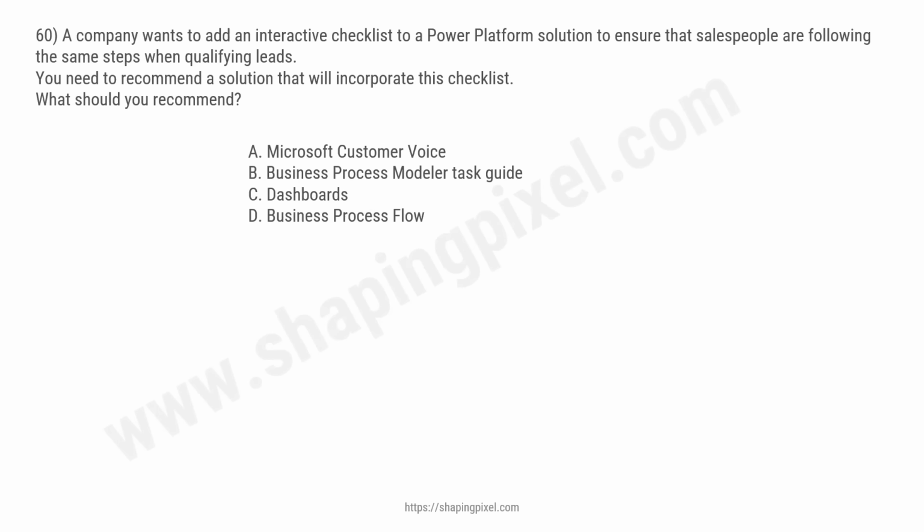Question number 60. A company wants to add an interactive checklist to a Power Platform solution to ensure that salespeople are following the same steps when qualifying leads. You need to recommend a solution that will incorporate this checklist. What should you recommend? And we have four options: Microsoft Customer Voice, Business Process Modeler Task Guide, Dashboards, Business Process Flow. So the right answer here is option D, Business Process Flow.